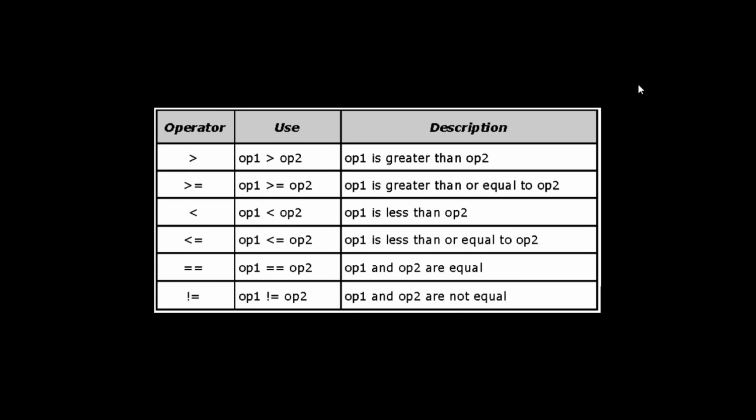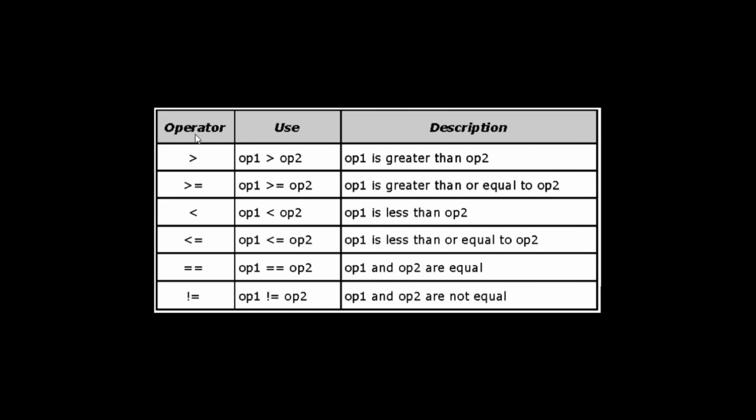So relational operators generate a Boolean result. They evaluate the relationship between the values of the operands. As you can see here, we have operand 1 and operand 2, and we have a relational operator in between. So if the relationship is true, we will get true. If it's not, we will get false.